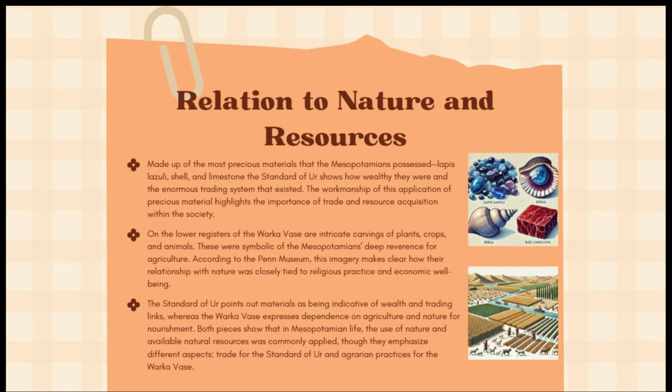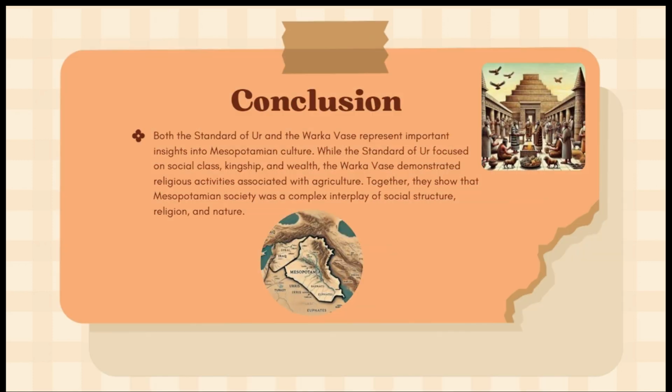Both pieces show that in Mesopotamian life, the use of nature and available natural resources was commonly applied, though they emphasize different aspects: trade for the Standard of Ur and agrarian practices for the Warka Vase.